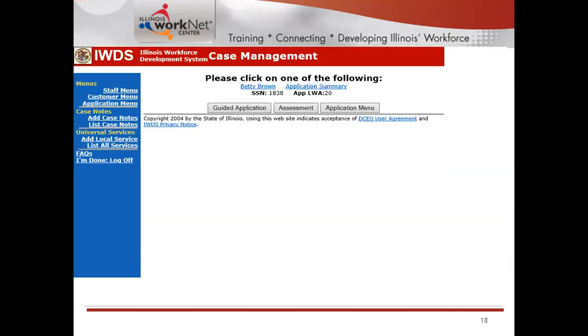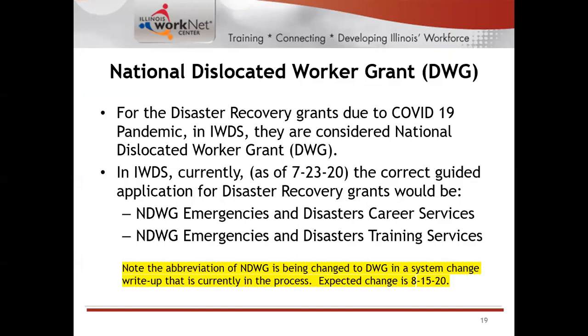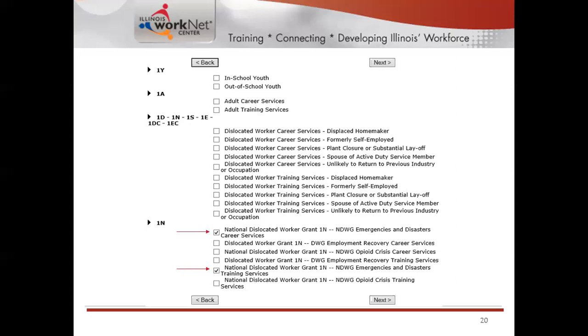And then next is the guided applications. For the guided applications in IWDS, they're going to show up right now as NDWG, Emergencies, Disasters, Career, NDWG, Emergency Disaster Training Services. As I mentioned at the beginning, the correct acronym is DWG, but IWDS is currently incorrect for those titles. So there will be a system change in the near future, on or about mid-August. It'll show up DWG, Emergencies and Disasters Career, and DWG, Emergency Disasters Training. But this is how it looks right now.